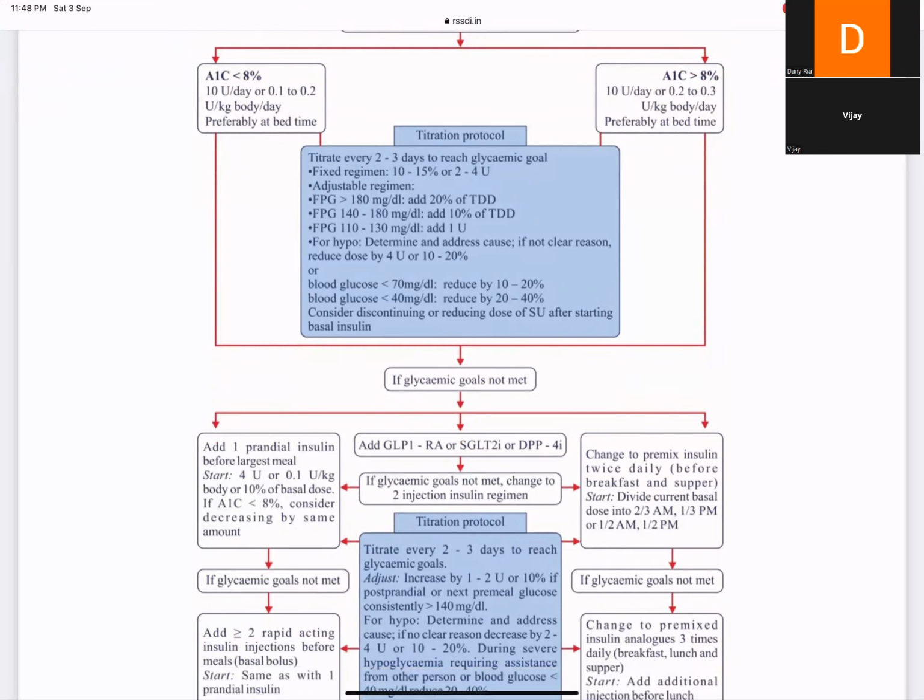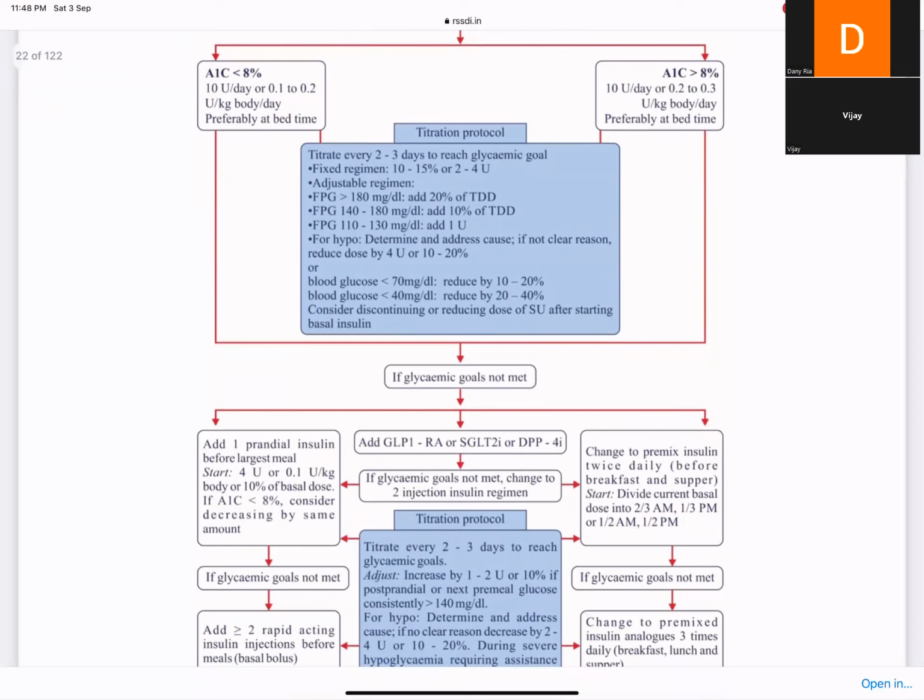You know what the glycemic goal is, right? Assume that it is 140 to 180. Actually, here they have given 110 to 140 as the goal, whatever it is. So this is the one I told you. You have to increase by 2 units or increase by 4 units or decrease by 2 units or decrease by 4 units. This is one value. Or to be more specific, you can increase by 10%, increase by 20%, like that.